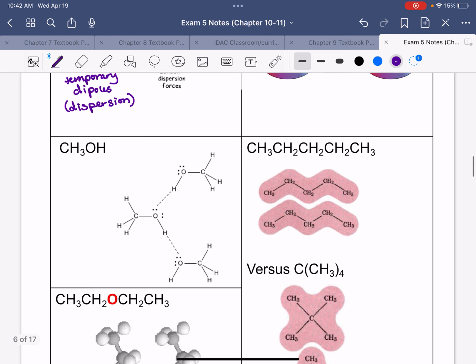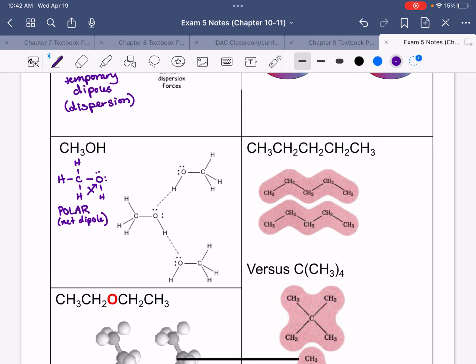Let's look at CH3OH. So this is methanol. So methanol, if we draw the Lewis structure, CH3 means we have 3 hydrogens on carbon, and then we have oxygen, and we know that oxygen has 2 lone pairs, so it's got to have this bent structure. And oxygen is more electronegative than any of the other elements, so the molecule overall is polar, meaning it has a net dipole.